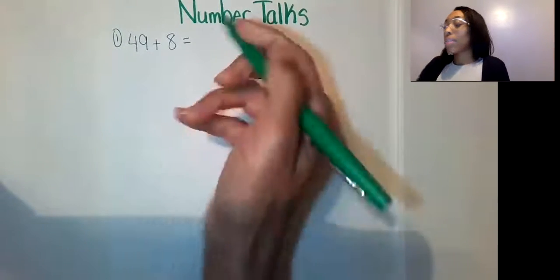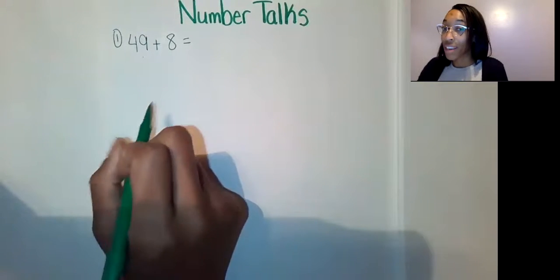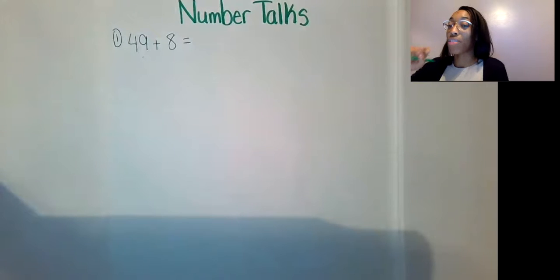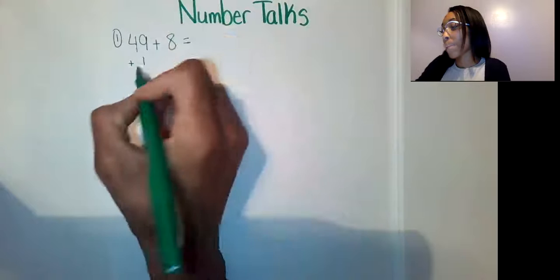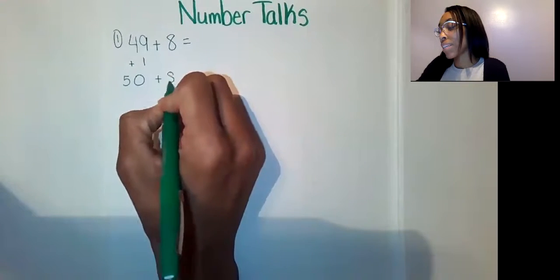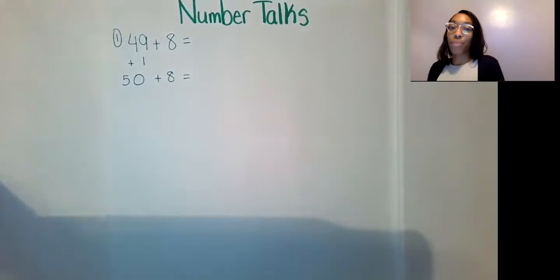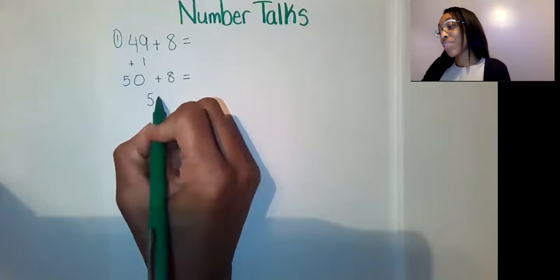So you probably said something like, oh, 49 is close to the number 50. We like 50 because 50 has a 0 in the ones place. So I only have to add tens when I'm adding 50. So I'm going to go up 1, right? And that's going to give me 50 plus 8. Okay. So now I have 50 plus 8. Kind of easy. 50 plus 8 equals 58.